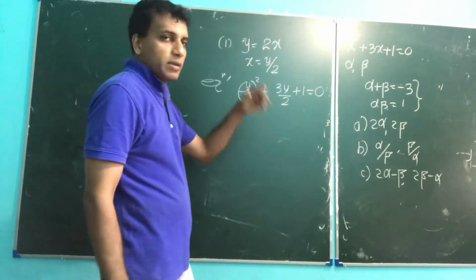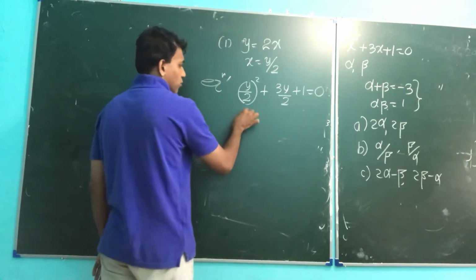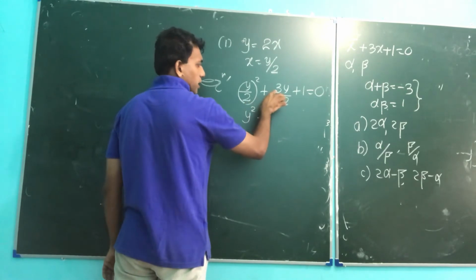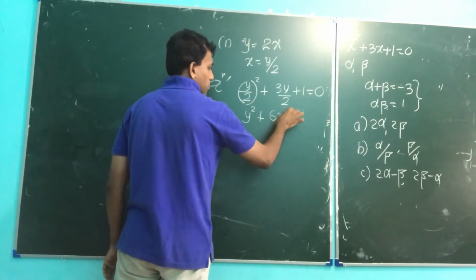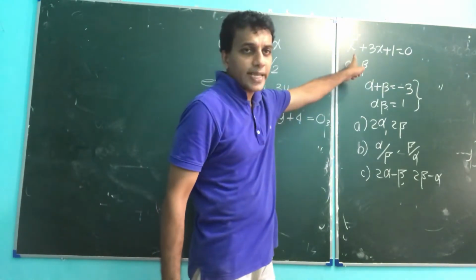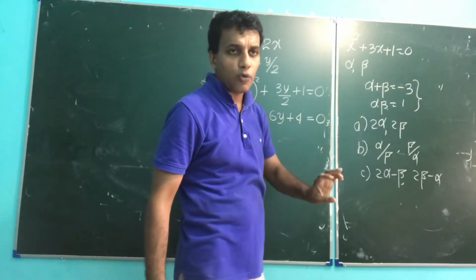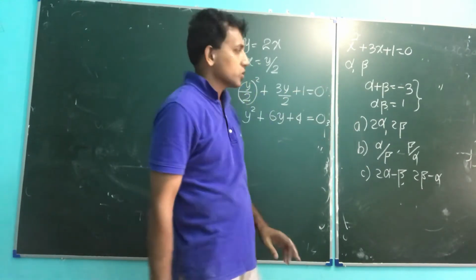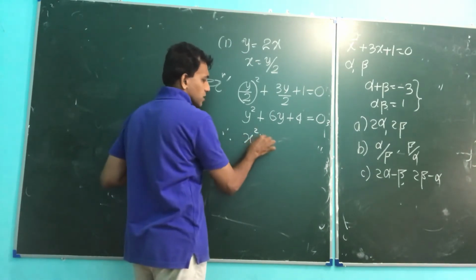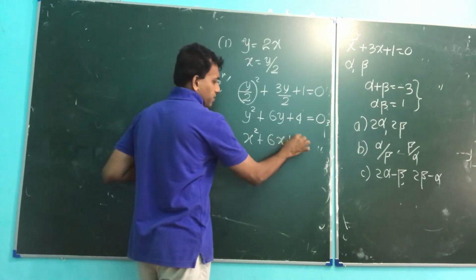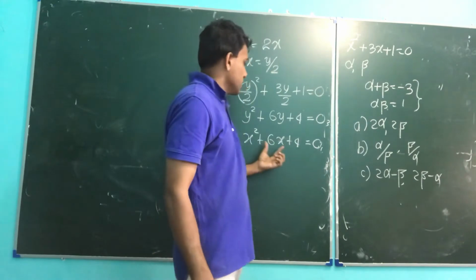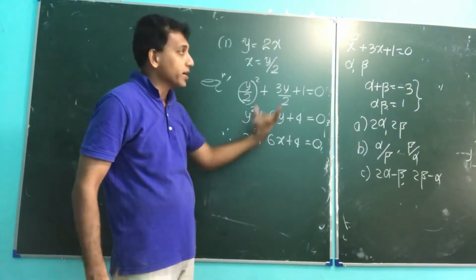Now multiply by the LCM, which is 4. Multiply by 4: y square plus 6y plus 4 equal to 0. So this equation is in terms of y, so now just write y for x. Therefore the answer is this. If the original roots are alpha and beta, this one has double of that. The roots become double.